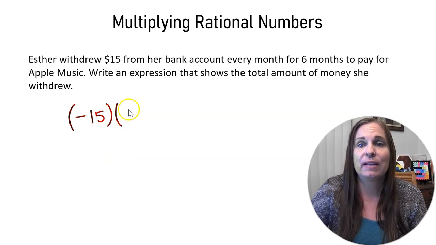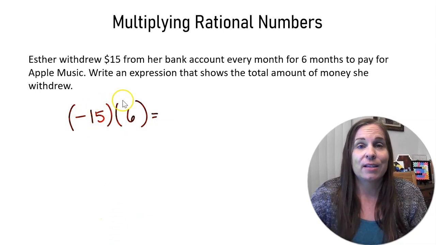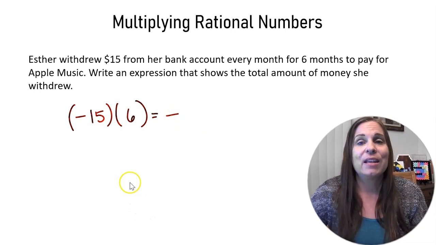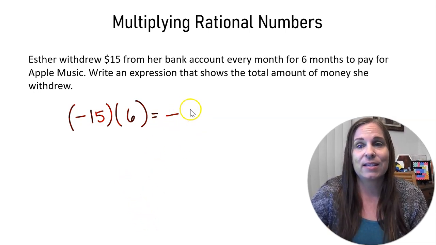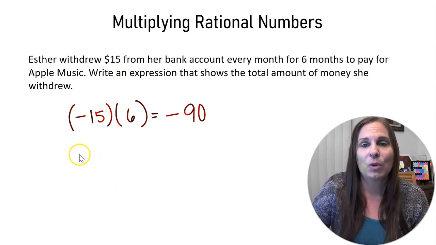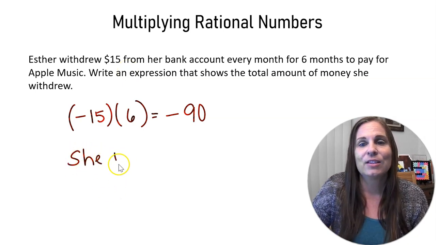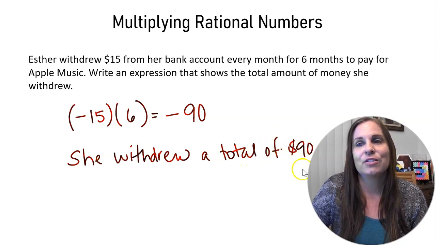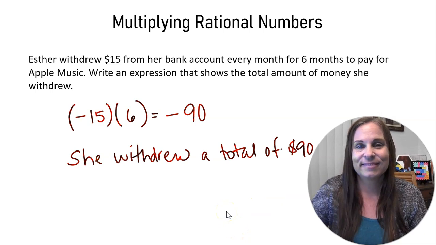So we'd be multiplying that by 6. The signs are different, so my answer is going to be negative. And 15 times 6 is 90. So if we had to put this into words, we would say that she withdrew a total of $90. And that's it.